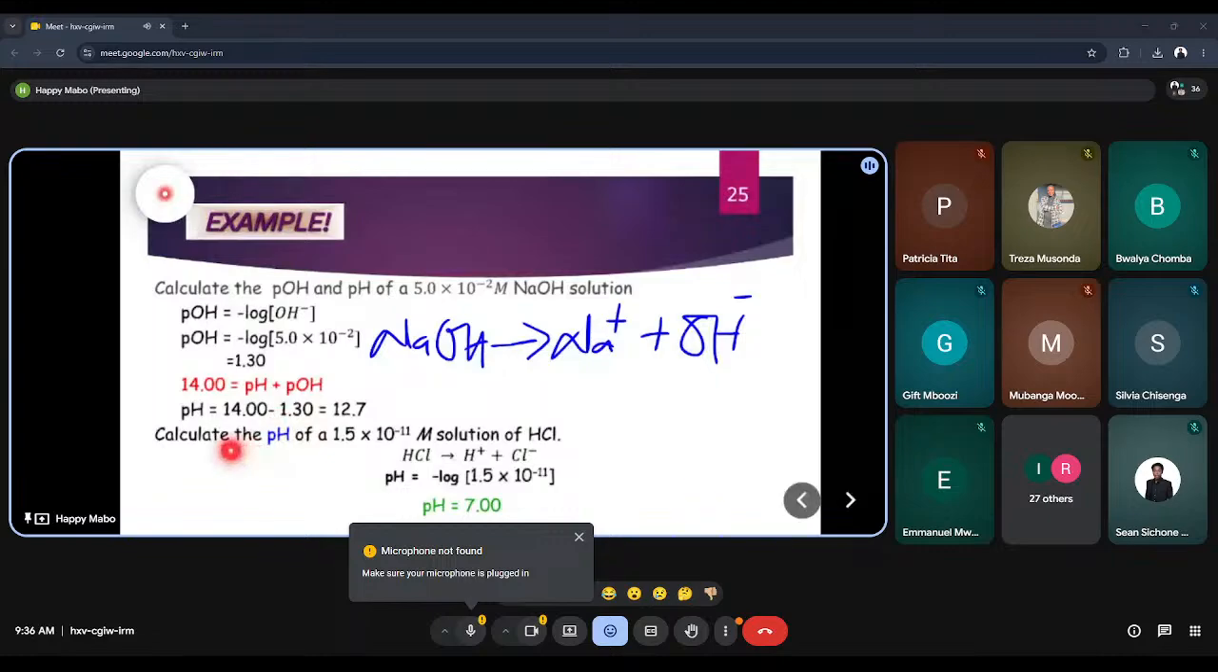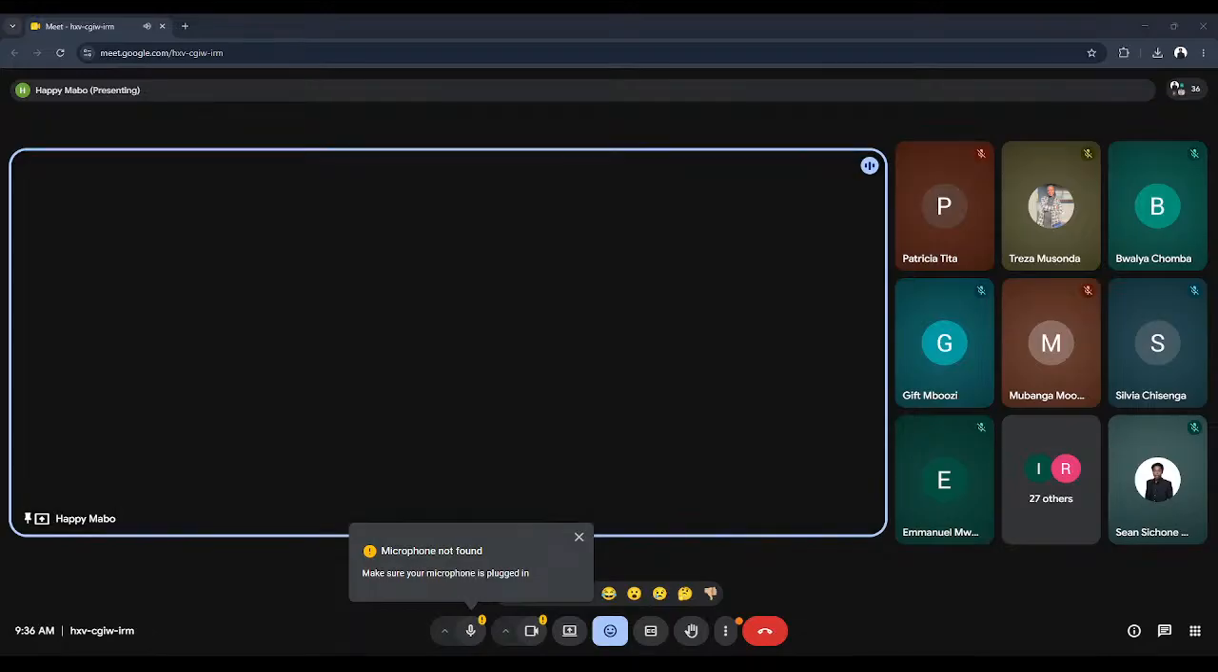For the second example here, kindly do me a favor. You compute the pH of this HCl, and we have seen the dissociation equation for HCl. So you do the dissociation equation, you determine the concentration of hydrogen ions, then you throw them into this equation. You'll find that the answer is not going to be 7.0. This was a typo. Kindly correct that for me. Okay, so we progress, we move forward. Let me just remove this.